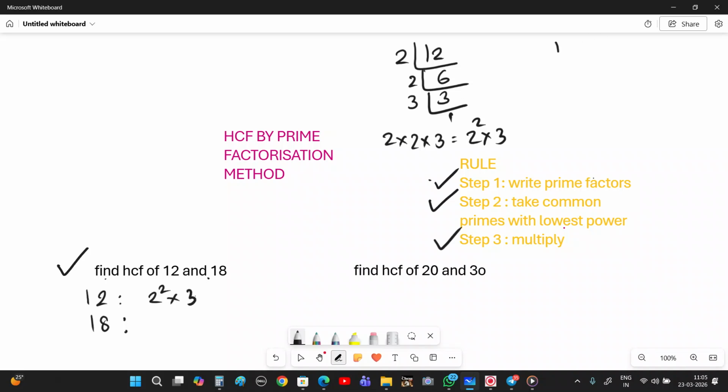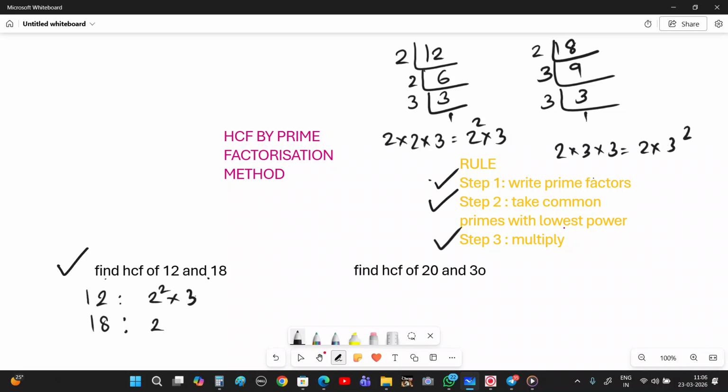Now the next number is 18. For 18 also, when you start with 2, 18 divided by 2 is 9. Then we can divide with 3, it will give you 3. Again when you divide by 3, you will get 1. So it is 2 times 3 times 3. That will be what? 2 times 3 square. Okay, so this is our first step, writing prime factors.